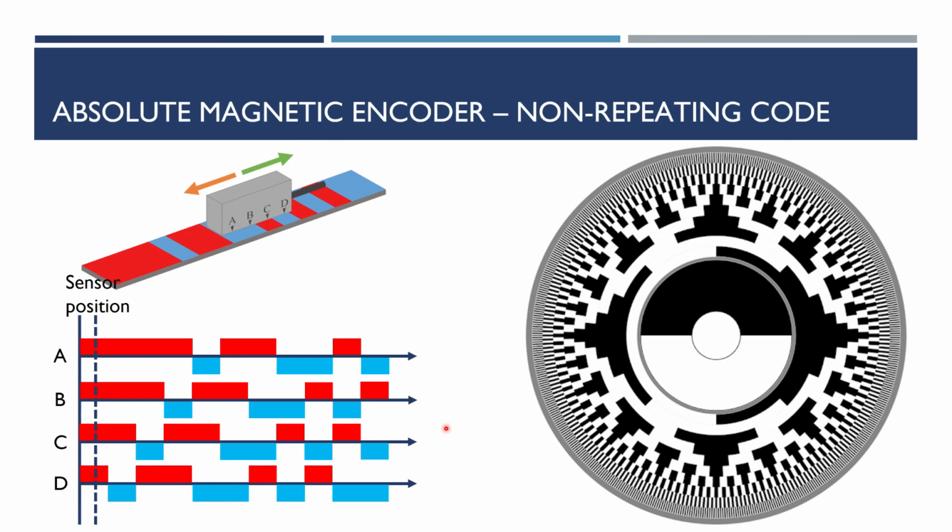And for the linear encoder, as shown on the left-hand side, at this position, the sensor will output 1111 as the first position, and output 1110 as the second position. And the output only changes whenever the sensor crosses the boundary of the magnetic pole, so the resolution is determined by the pole length.